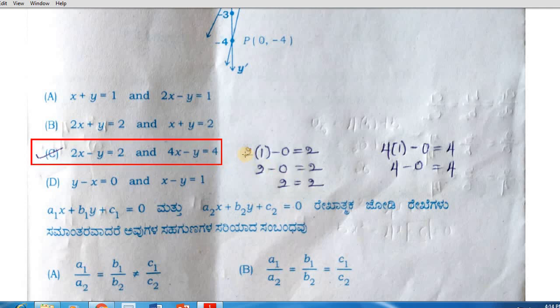I have done it here. So consider the first equation, that is 2x minus y equals 2, and in the place of x put 1 and in the place of y put 0 and simplify, we will get 2 equals 2. Similarly, consider the second equation, 4x minus y equals 4, and in the place of x substitute 1 and in the place of y substitute 0. We get 4 equals 4. Hence for this question the right answer is option C.